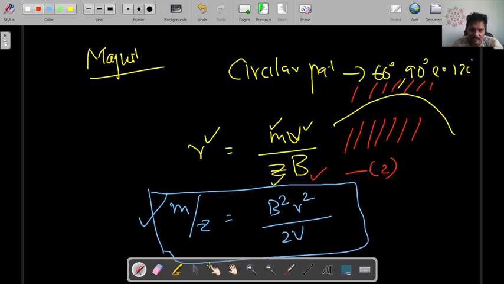Okay, this is a V, this is capital V. B square R square by 2V. What we necessarily do is keep this voltage V constant, keep this radius of curvature constant. We change the magnetic field intensity to collect different mass by charge. What we want to do, I will just again take another one.